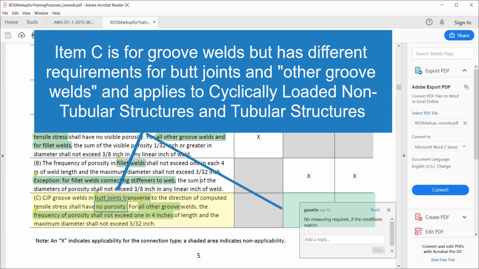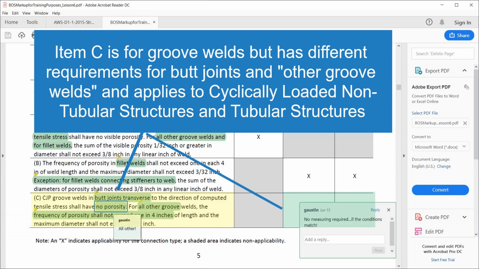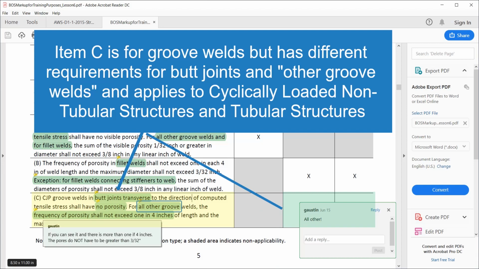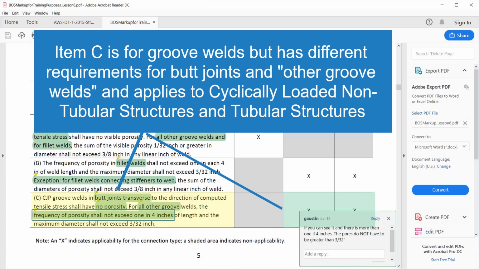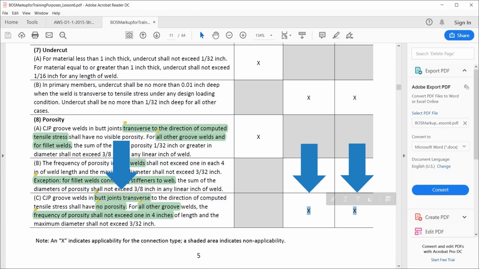So it's a condition. That's where you've got to know a condition. To the direction of the computed tensile stress shall have no porosity. And then for all other groove welds, the frequency shall not exceed 1 in 4 inches of length, and the maximum diameter shall be 3/32. So essentially, what's talked about here in B is fillet welds for these two categories over here on the right. And what's talked about here in C is for groove welds, these two categories over here on the right.